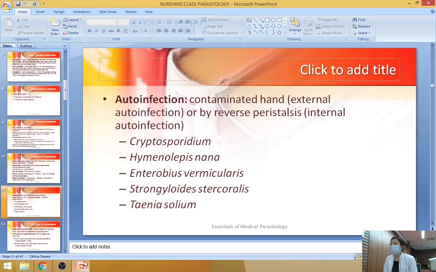Then what do you mean by auto-infection? This is very important, okay, from the exam point of view for all of you. Then contaminated hand, like external auto-infection, or by retrograde peristalsis, which is called the internal auto-infection. Auto-infection means infecting oneself, okay. Supposing we don't wash our hands, what will happen? Obviously, we will be eating something, germs or something, and then we are infecting ourselves, right? So this is called auto-infection. Examples of auto-infection are Cryptosporidium, Hymenolepis nana, Enterobius vermicularis, Strongyloides stercoralis, and Taenia solium.